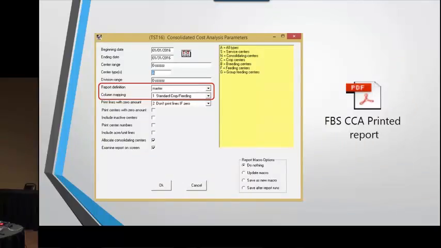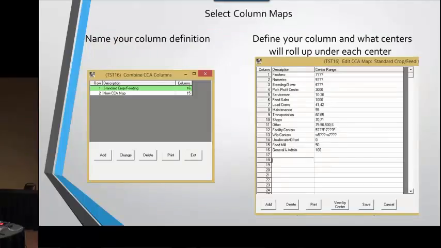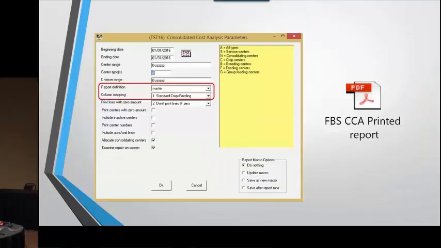So we're going to run a consolidated cost analysis, and we're just going to run it for one month. This is for the month of January. The most important piece is your date range, and then you pick your report definition, which in this example is called master, and the column mapping is just standard crop feeding, which was what was on the prior screen.